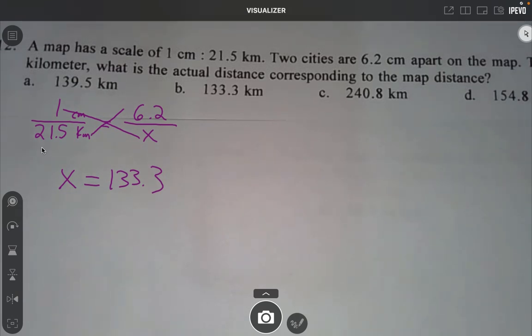Oh, and Caden, if you don't have a calculator, there's some in that top pocket that you can borrow.